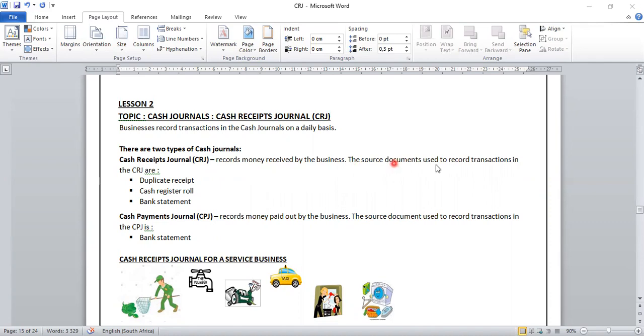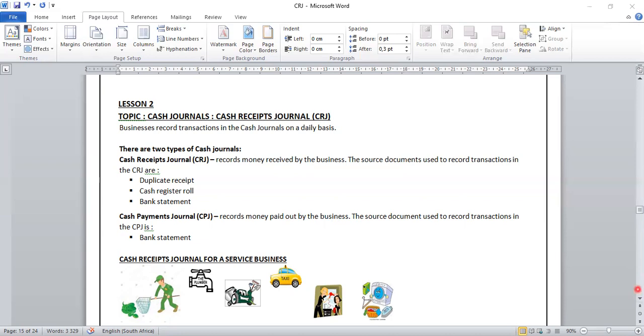The source documents used to record transactions in the cash receipt journals are the duplicate receipts, the cash register roll, and the bank statement. Our second cash journal is the cash payment journal, which records money paid out by the business. The source document used to record transactions in the cash payment journal is the bank statements.